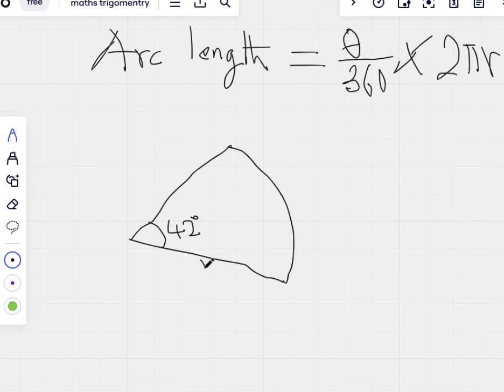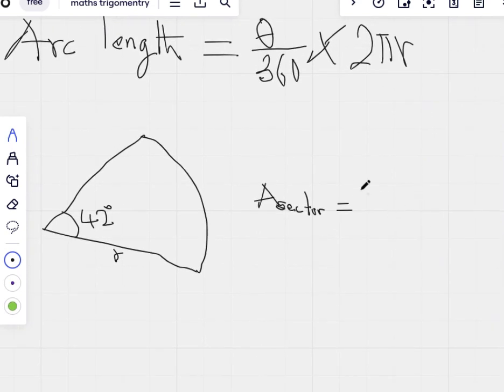They want us to find this radius. And they say the area, so I write A sector, with sector as a small subscript, meaning area of sector. A sector is equal to what? We write the formula: theta over 360 times pi r squared. Anything area, you put pi r squared.